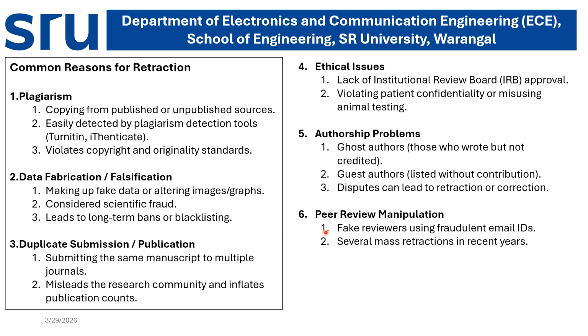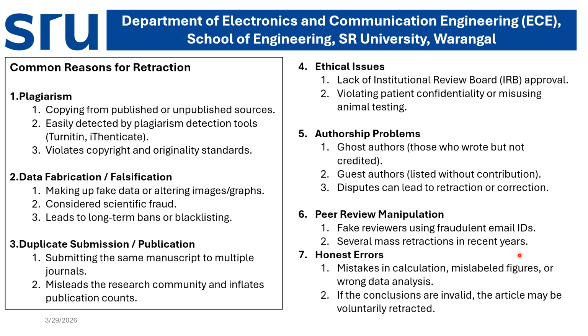Next one, peer review manipulation: fake reviews using fraudulent email IDs, which caused several mass retractions in recent years. Last one, honest errors: mistakes in calculation, mislabeled figures, or wrong data analysis. If the conclusions are invalid, the article may be voluntarily retracted.